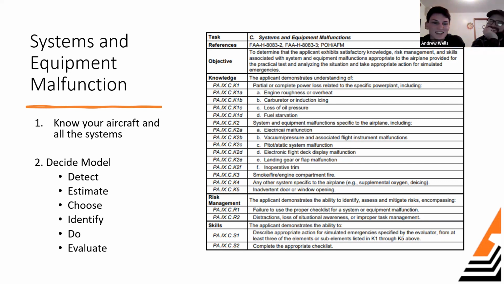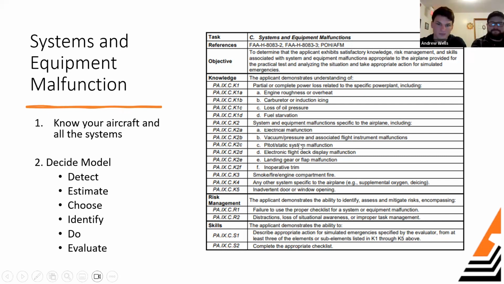Decide. So we want to detect the problem, estimate, choose, identify, do, and evaluate. We want to make sure we're doing all these steps in order, keeping it systematic. That's going to help you figure out the problem a little bit easier, find some solutions and outcomes, and then how to carry out those outcomes, and then talk about it. What could we have done better in this? You always want to debrief every flight, whether it's just you flying anywhere. Talk about what we've done and what we could do better. It's not always let's fly, let's just go home. Debrief, evaluate, go over everything.